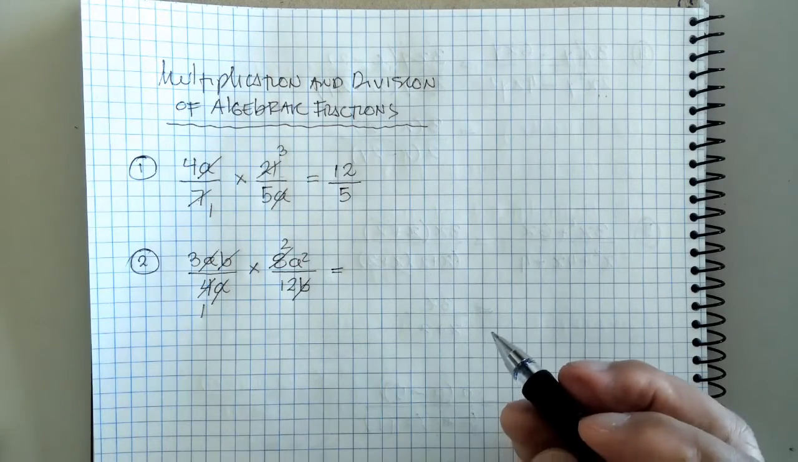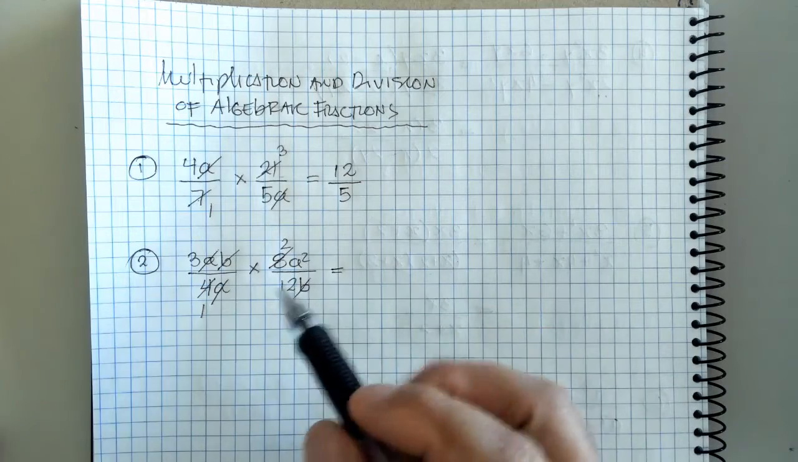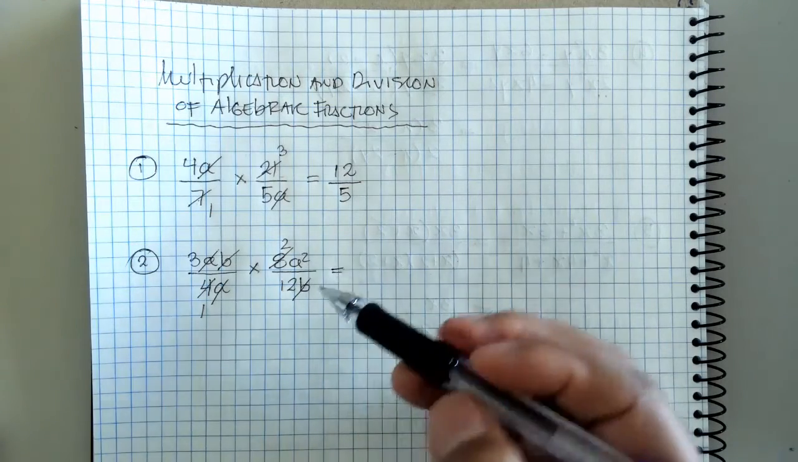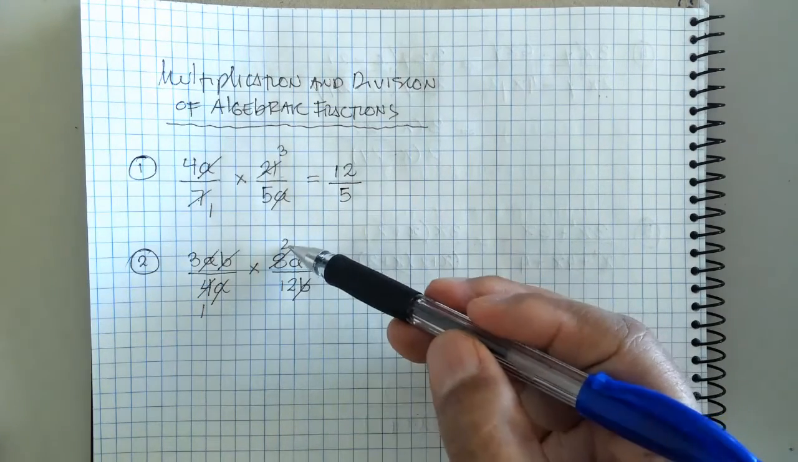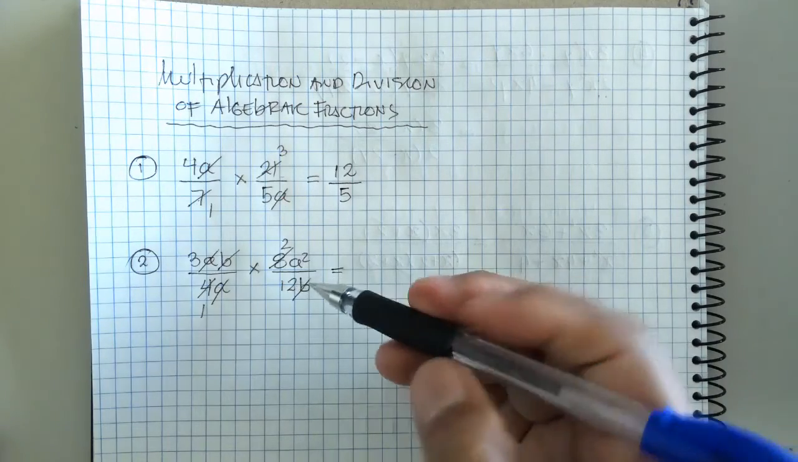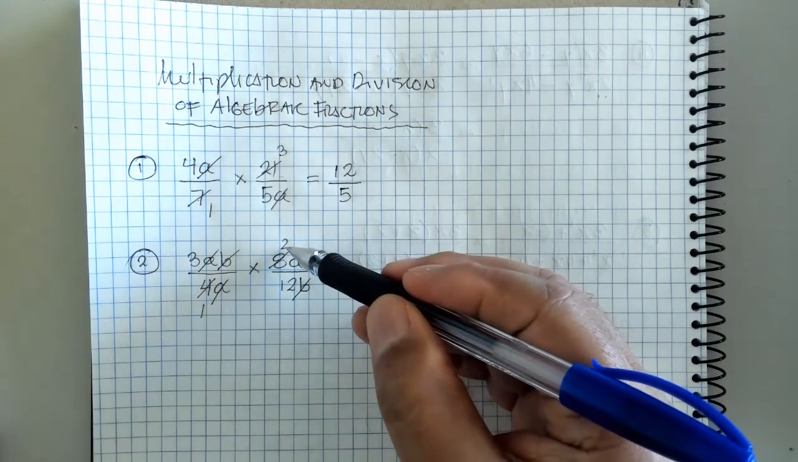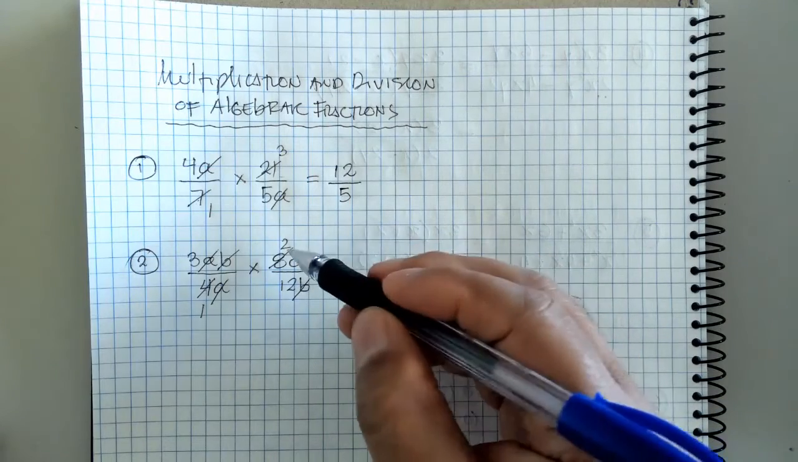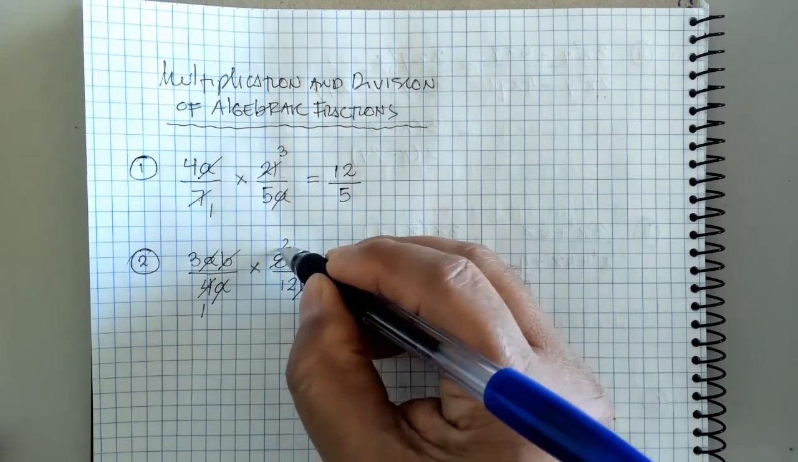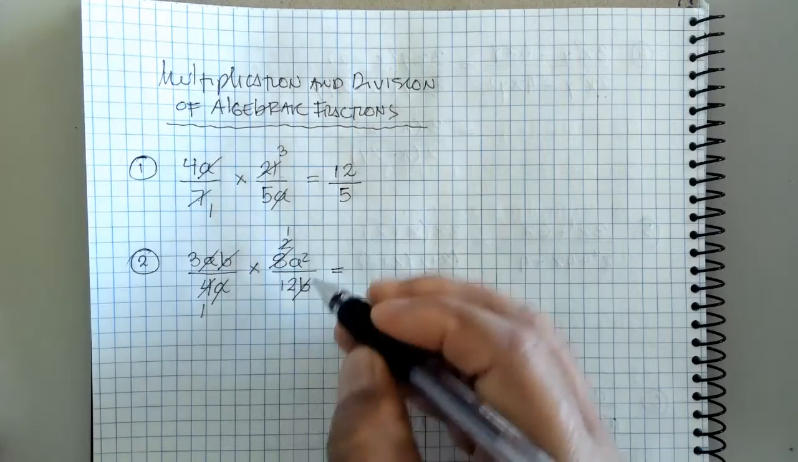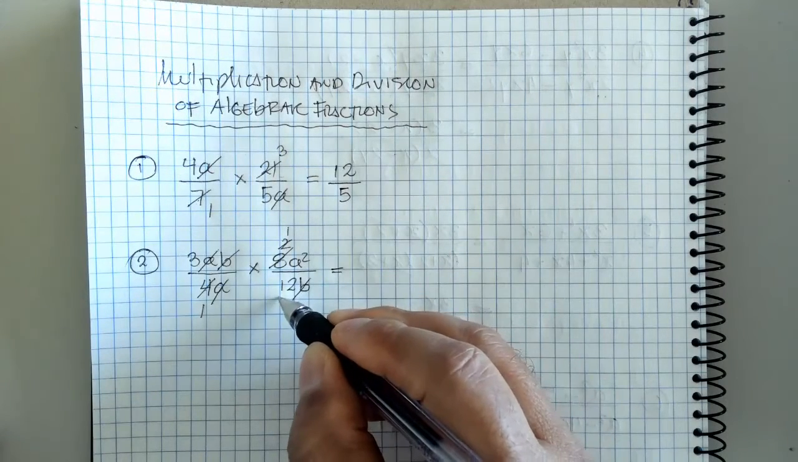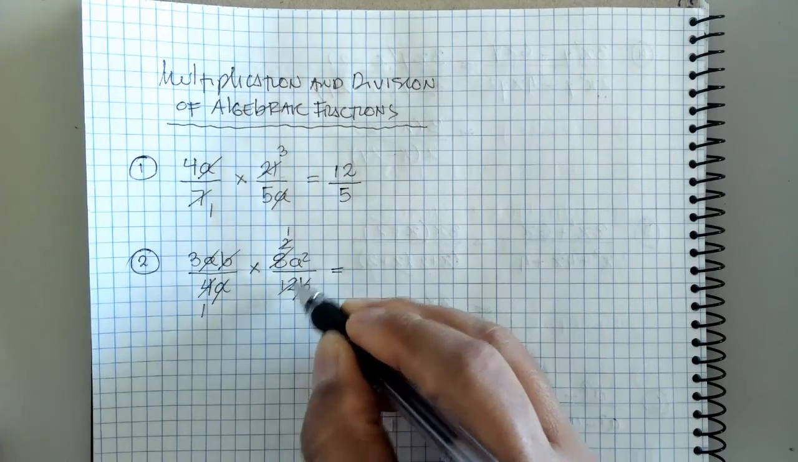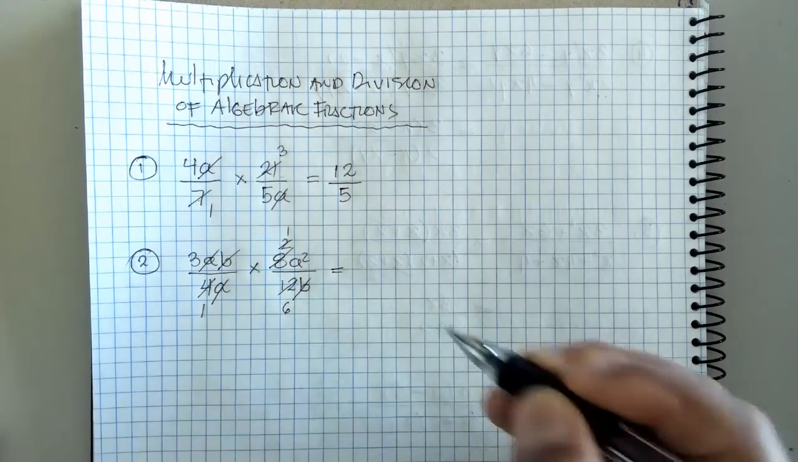And then what we can do is simplify this together with that. The highest common factor between 2 and 12 is just 2. So we're going to divide 2 by itself, which gives 1, and then divide 12 by 2, which is equal to 6.